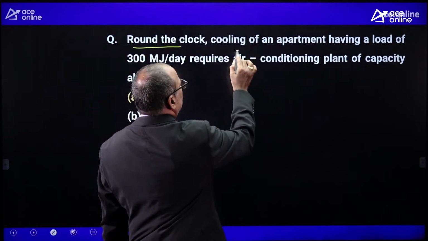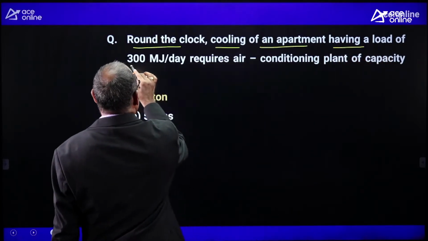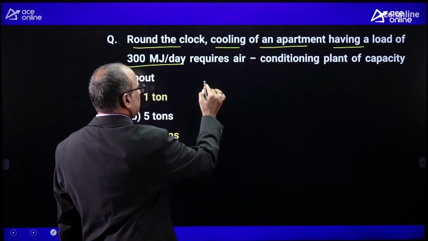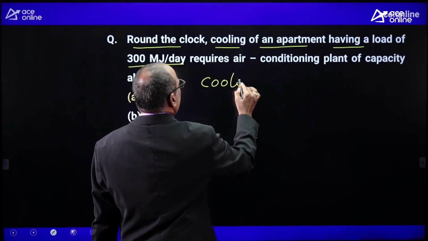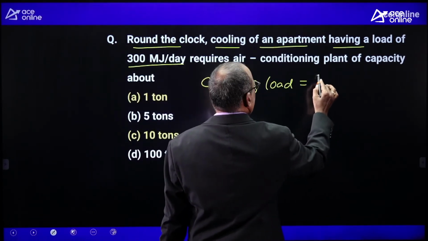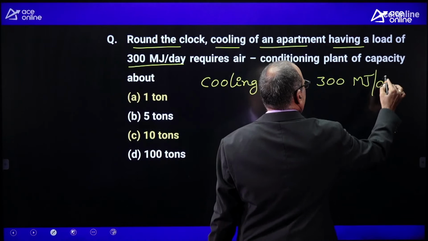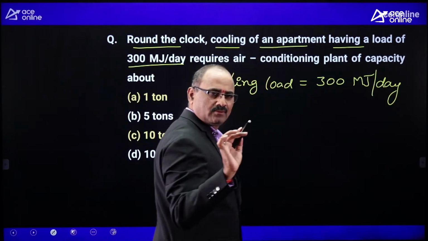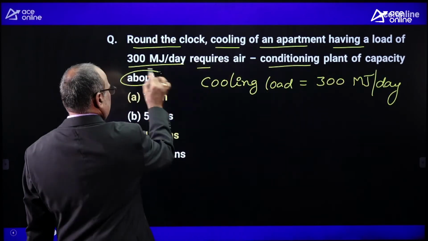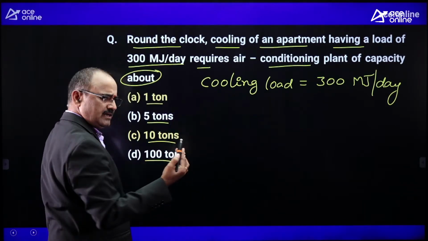Round the clock cooling of an apartment having a load of 300 megajoules per day. The cooling load given, let me write it. Cooling load equal to 300 megajoules per day. Okay. Requires an air conditioning plant of capacity. Options given: 1 ton, 5 tons, 10 tons, 100 tons like this.